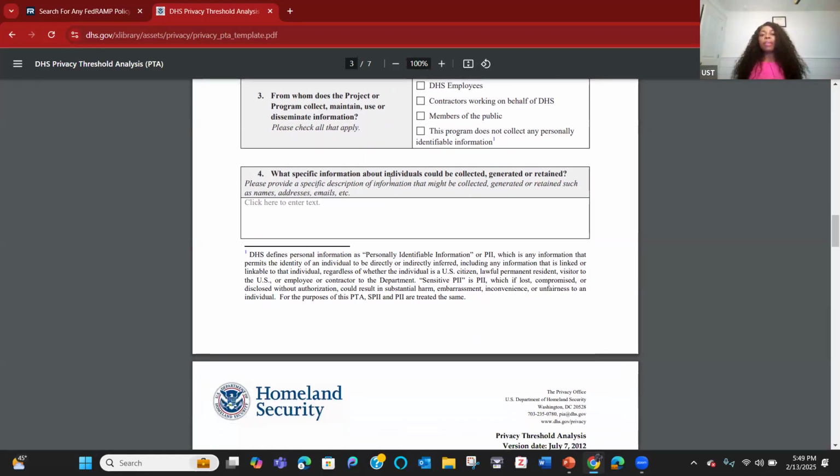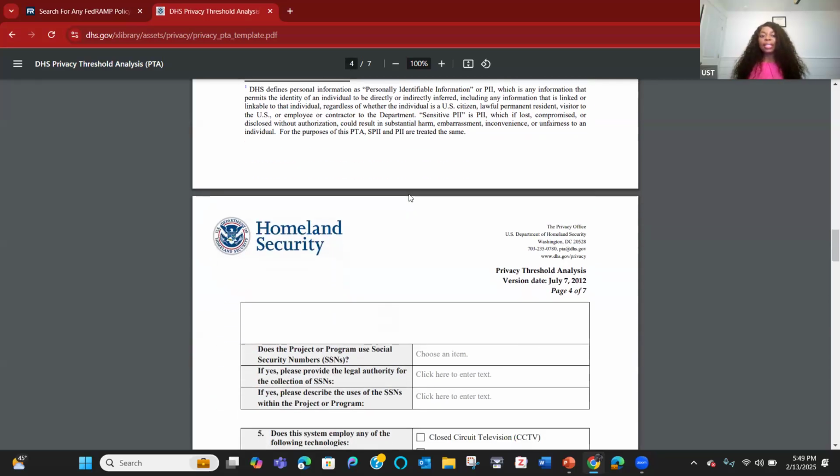And then, what specific information about individuals could be collected, generated, and retained? You see, this one, collected, generated, or retained. You have to be specific. That's why the question asks, what specific information? You've got to be specific. You have to be able to tell us what kind of information you will be collecting.